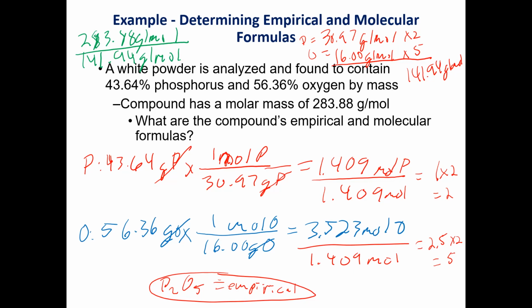So if we divide 283.88 divided by 141.94, that comes out to 2. So that means the molar mass of our compound is twice the empirical formula. So we're going to multiply the empirical formula by 2. So we get P4O10 for our molecular formula.